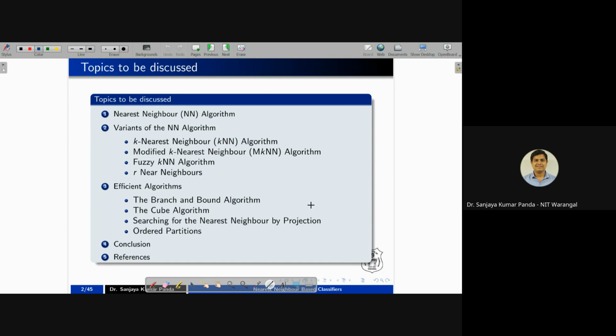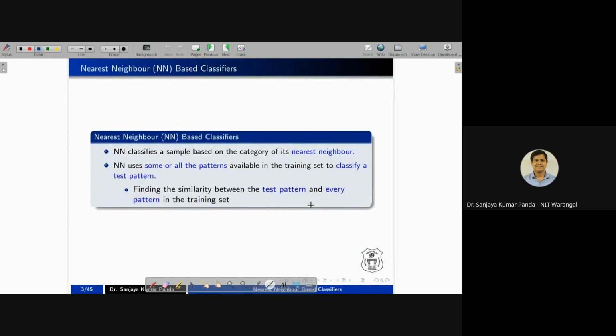Okay, so let us start with the very basic algorithm, the nearest neighbor based classifier. The main job of classification is that, as it is supervised learning, its class labels are already defined. So whenever a new sample or new observation comes, you have to select a class label for that particular observation.